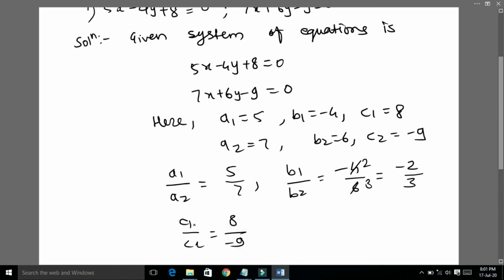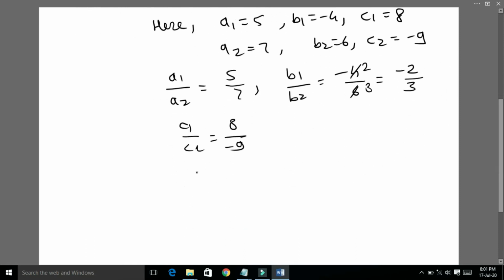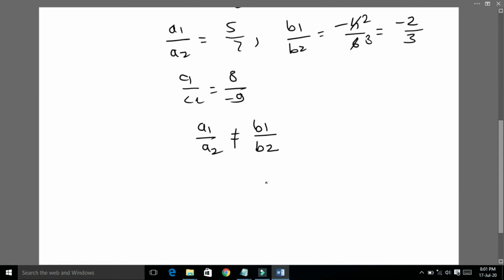So all these ratios have different values here. So we write down a1 upon a2 is not equal to b1 upon b2. So the lines are intersecting lines. Therefore the given lines are intersecting lines.